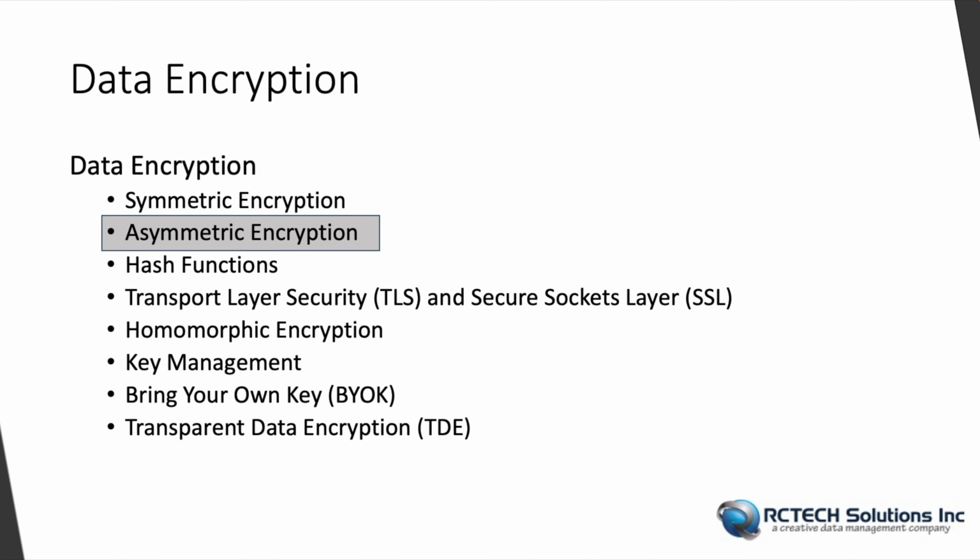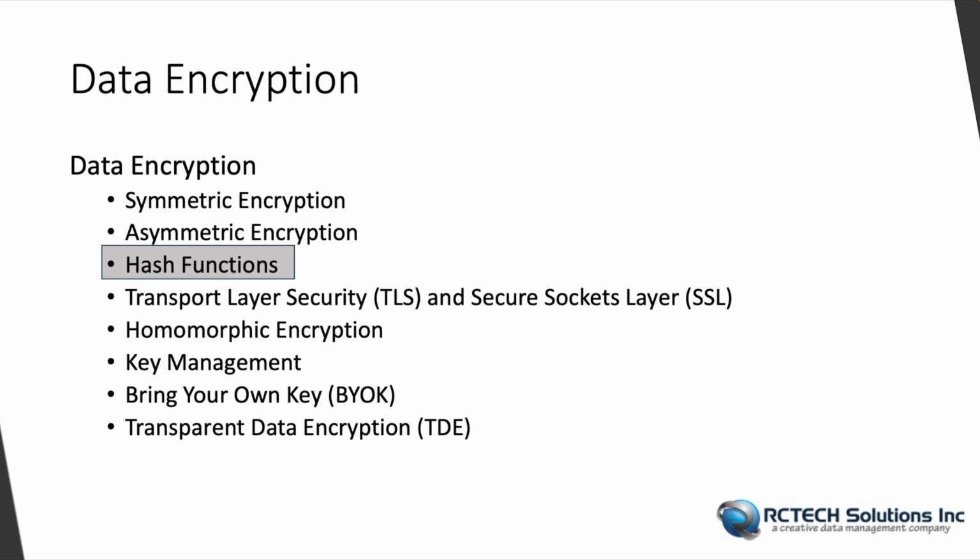Asymmetric encryption, also known as public key encryption, employs a pair of keys, a public key and a private key. The public key is used for encryption while the private key is used for decryption. With this approach, anyone can encrypt data using the recipient's public key, but only the recipient with the private key can decrypt it.